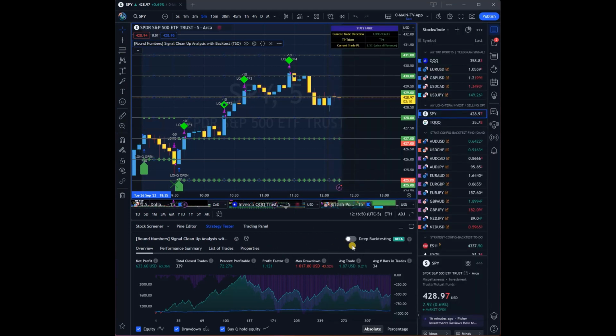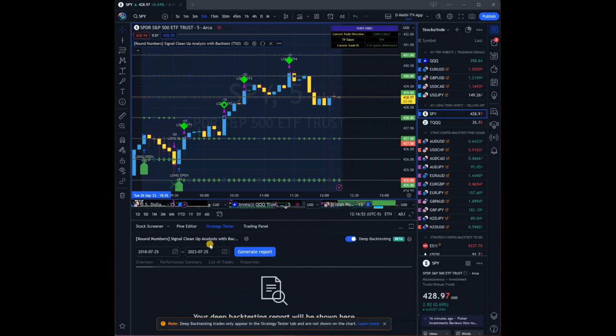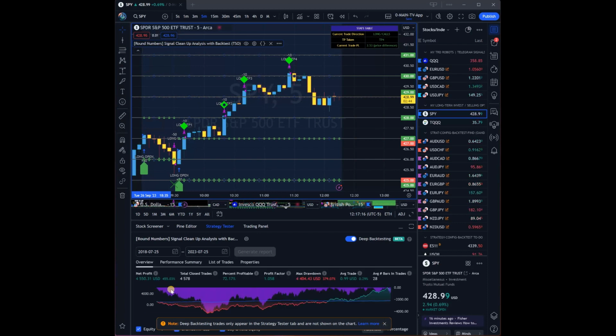Just make sure you use the deep backtesting and set it to at least 5 years. If it shows good results, then just generate the report. If it shows good results in 5 years, then I would trade it. That's okay, it's worth investing, as trading is just like investing, and this is my approach.